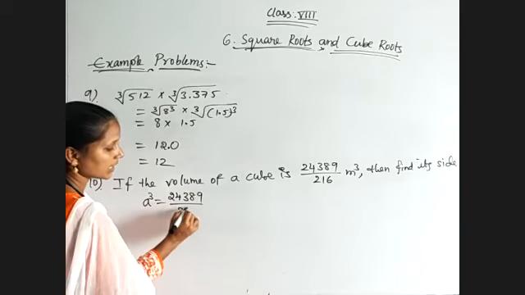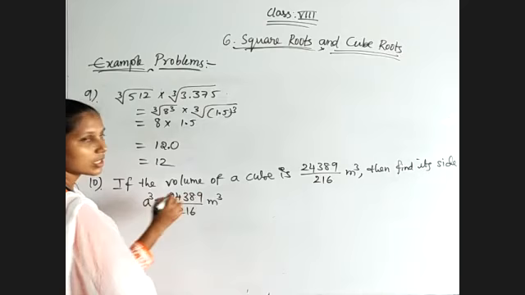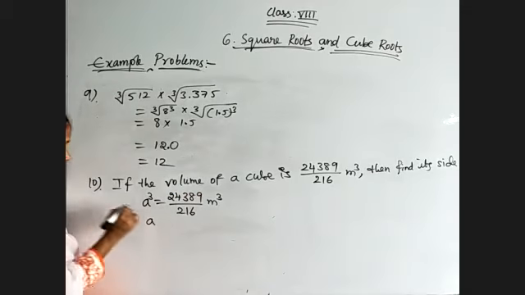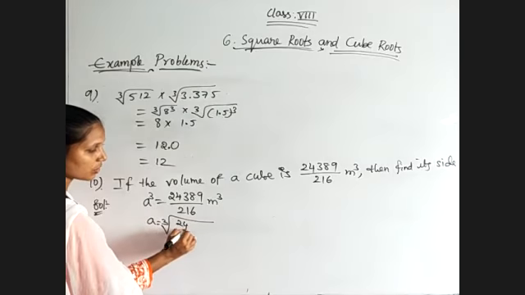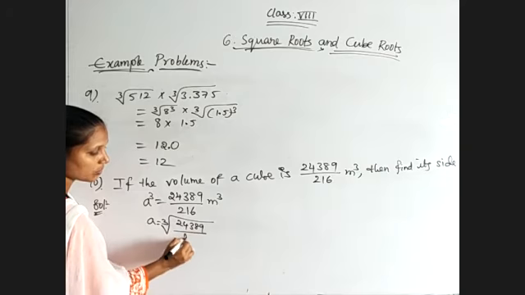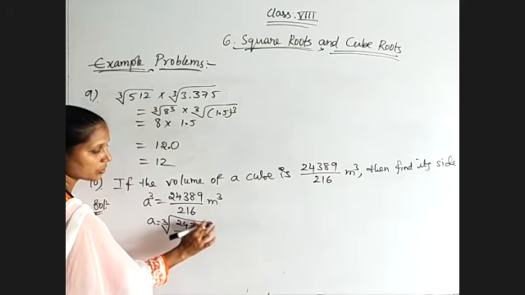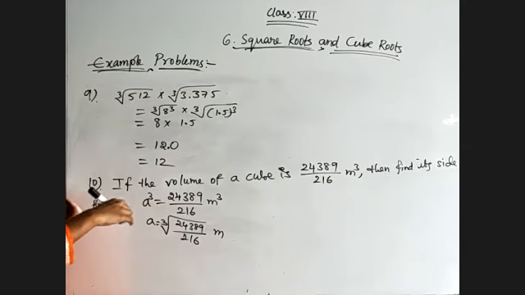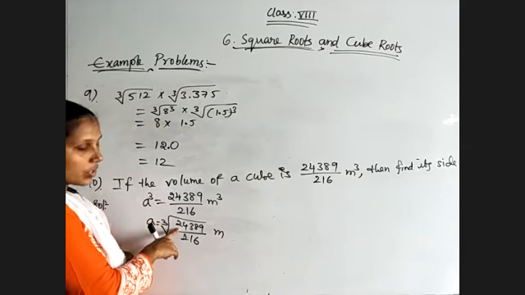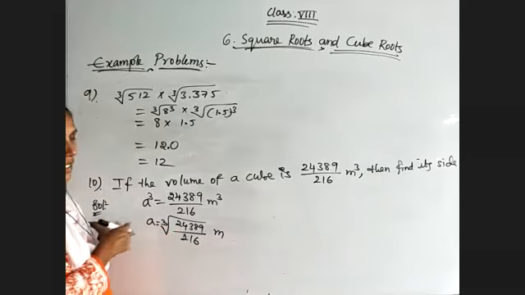24,389 by 216 meters cube. So the side of the cube will be equal to the cube root of 24,389 by 216 meters cube. Meters cube is nothing but meter only, the cube root will get cancelled. Now find out the cube root of the numerator as well as of the denominator.